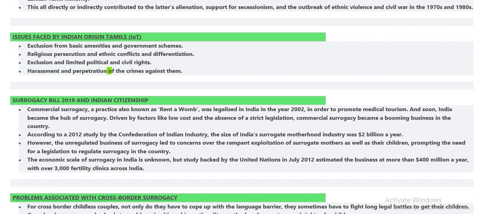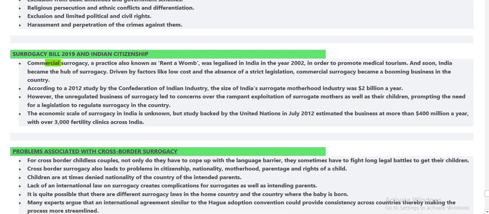Issues faced by Indian origin Tamils, IOT. Exclusion from basic amenities and government schemes. Religious persecution and ethnic conflicts and differentiation. Exclusion and limited political and civil rights.